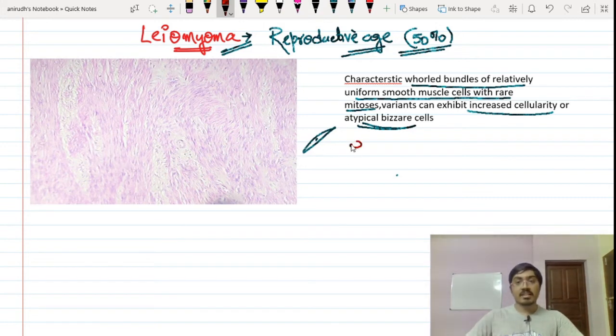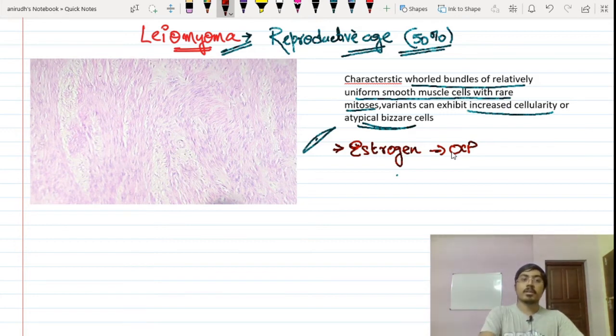So estrogen exposure is said to be seen in people who are suffering from leiomyoma, and therefore I can say that OCP taking females have a higher chance of developing leiomyoma. These are certain studies which have shown that in people who have leiomyoma, there is an increased amount of estrogen, and yes, estrogen exposure can be in the form of oral contraceptive pills.